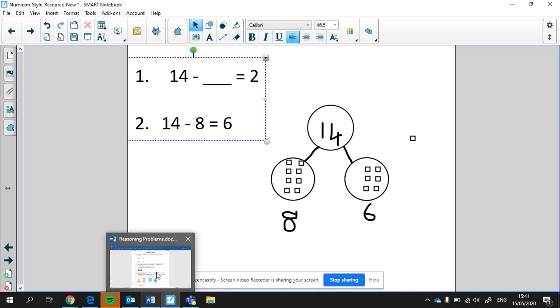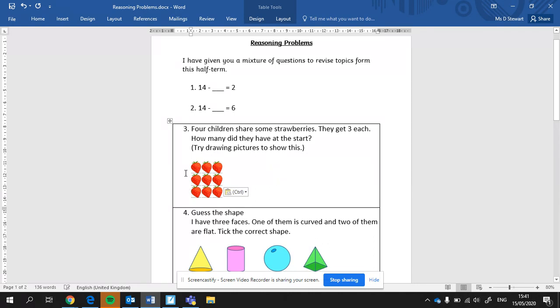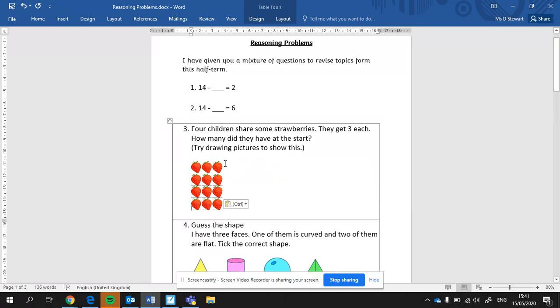And let's look at the next set of questions. So 4 children share some strawberries and they get 3 each. How many did they have altogether at the start? If that's one person's strawberries, that's another person's strawberries, and another. We've got 4 people now. We've made this like an array like we did in multiplication. As I've said at the top, these are all for helping you remember things that we've done so far in year 1. So how many did they have altogether? 1, 2, 3, 4, 5, 6, 7, 8, 9, 10, 11, 12. So 3 lots of 4 was 12.